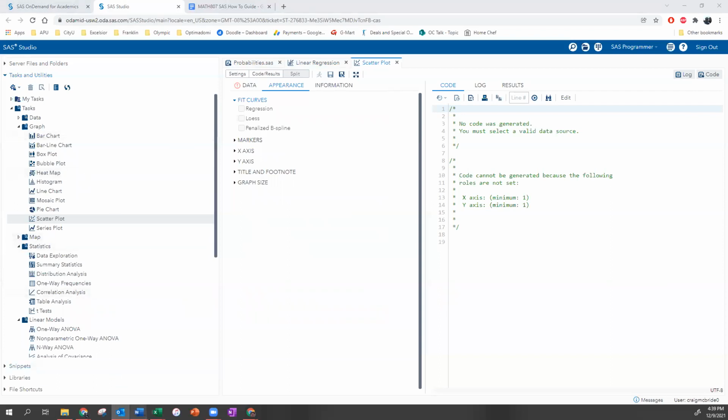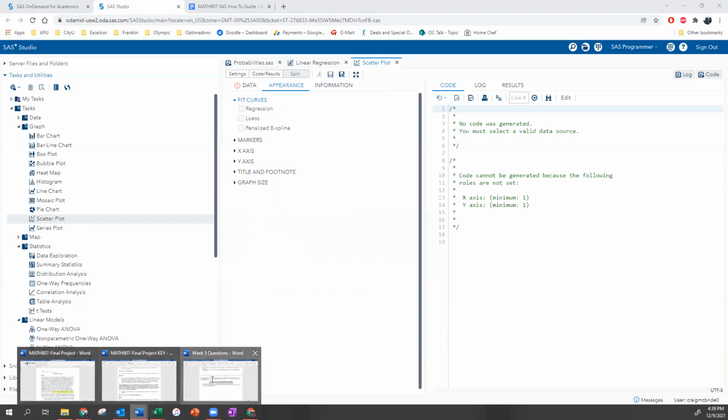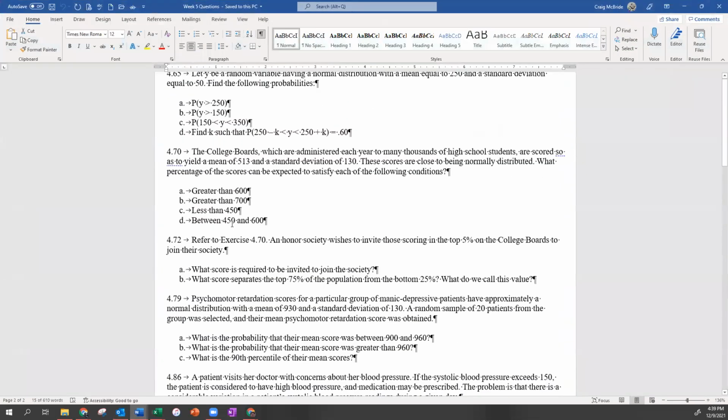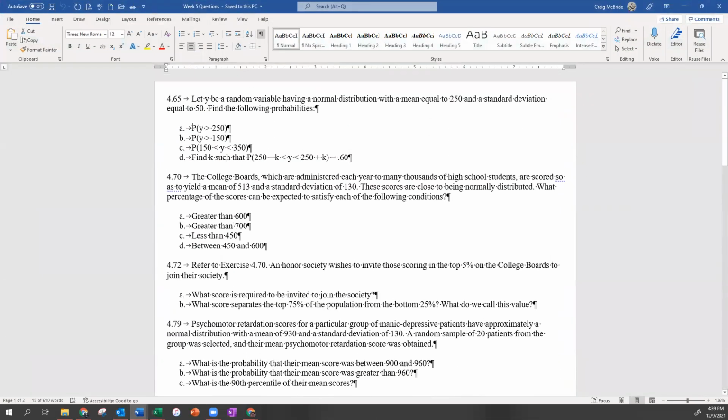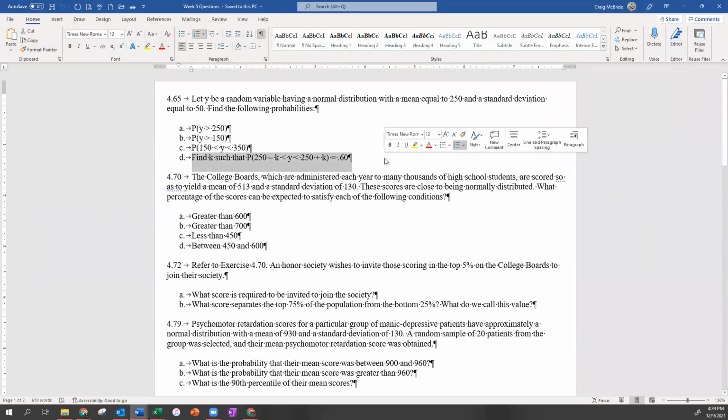All right, let me just run through these really quick to make sure everybody understands them. These are all pretty straightforward, cut and dry. This one takes a little bit. The first three parts are really super easy. Part D, you have to kind of work backwards a little bit.